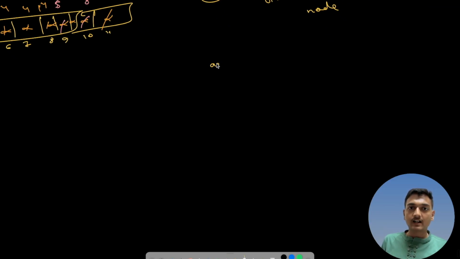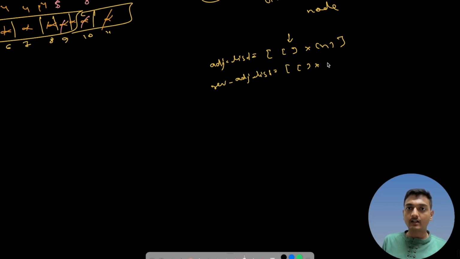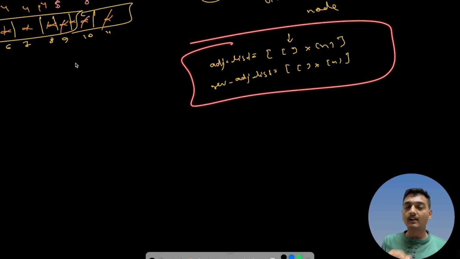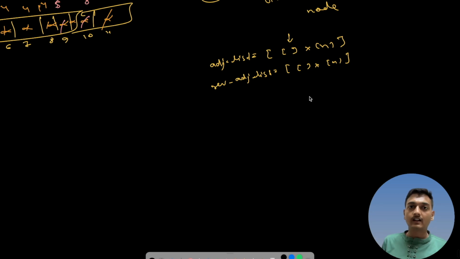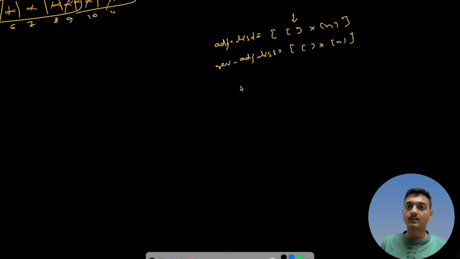So I will define the adjacency list. I'll create an empty list of size n, because n is the number of nodes, and I will create the same reverse adjacency list, with the same empty lists. I don't think I need to explain Dijkstra's algorithm because I'm considering that you know it. If you don't, you can search on Google and learn that first, and then come here and understand this. Superb. So I need to create this and this.